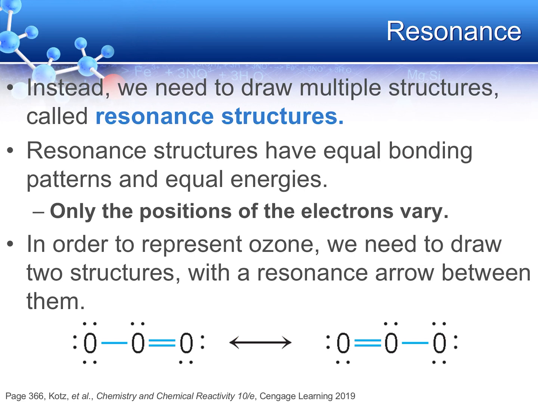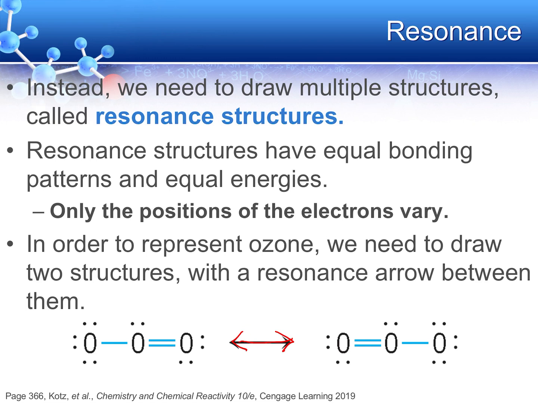We have the structure on the left, where I show a single bond on the left and a double bond on the right. And then I show another structure where I put the double bond on the left and the single bond on the right. And then we have a resonance arrow between the two of them. This is not an equilibrium arrow. It doesn't mean that this molecule is shifting back and forth.